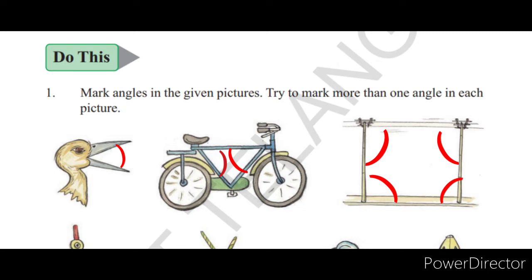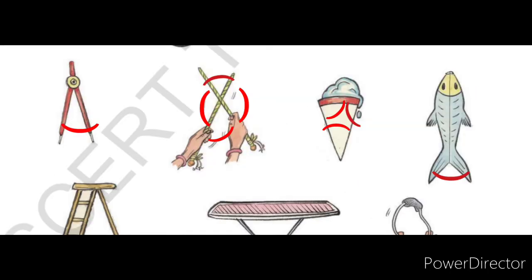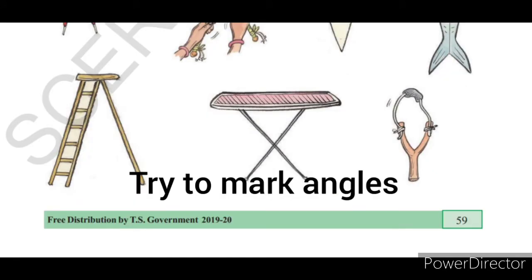Okay, now coming to your textbook, mark angles in the given pictures. Try to mark more than one angle in each picture. I have already marked the angles, only a few angles I have marked. You also try to mark the angles without seeing this, and afterwards you can recheck these pictures. In the final line, I have not marked the angles. You try these yourself, and if you have any doubts you can comment.